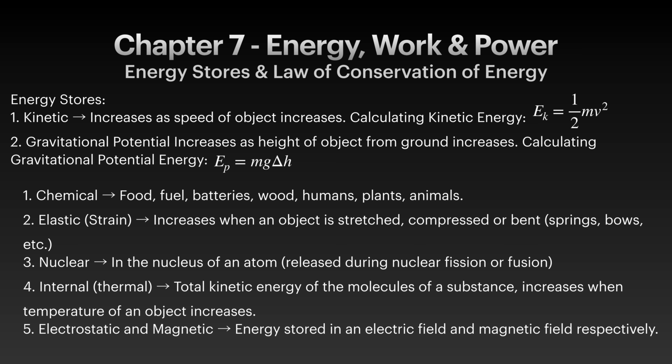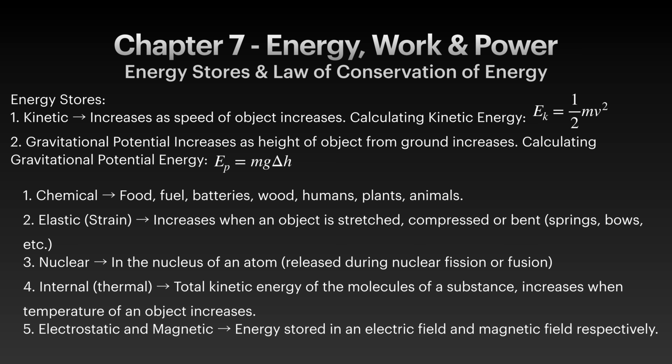It comes in many forms: kinetic energy, potential energy, heat, light, sound, chemical energy, and more. Kinetic energy depends on the speed of an object. As the speed increases, the kinetic energy of the object increases too. The formula for calculating kinetic energy is: energy equals half mv squared, where m is the mass and v is the speed of the object.